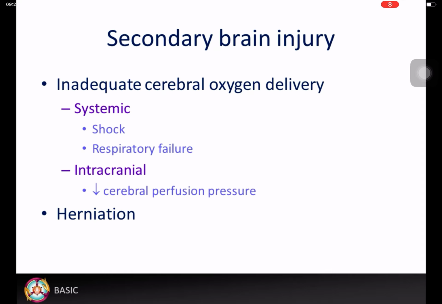Secondary injury occurs as a result of inadequate cerebral oxygen delivery or as a result of herniation of the brain. Failure of cerebral oxygen delivery can result from systemic failure of oxygen delivery due to shock or respiratory failure, or due to intracranial pathology resulting in decreased cerebral perfusion pressure and therefore cerebral blood flow.